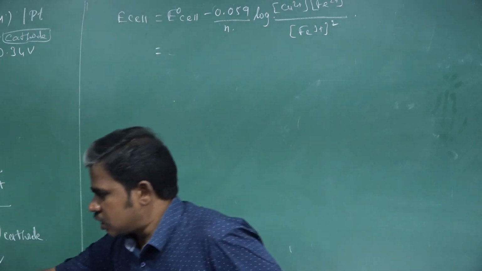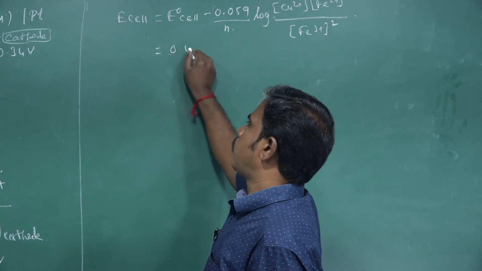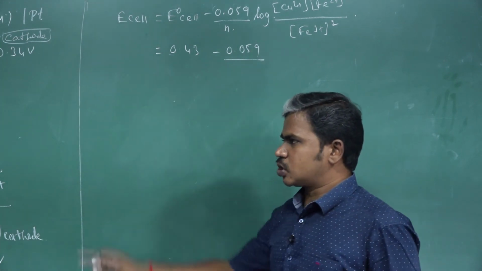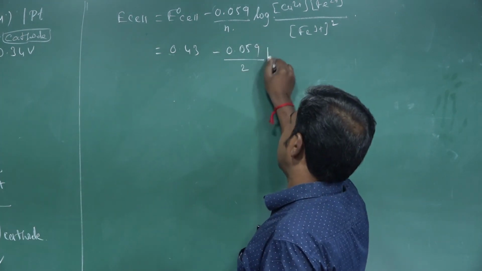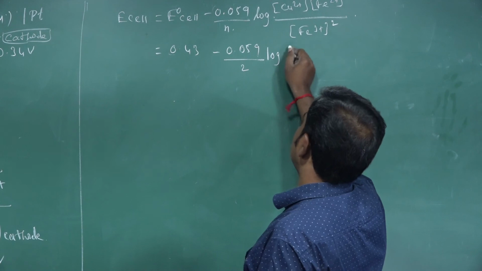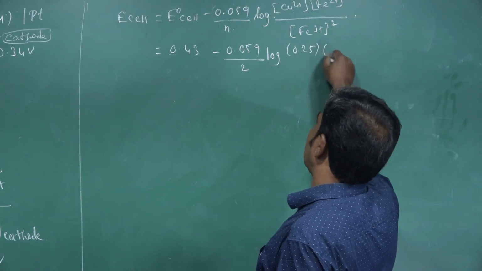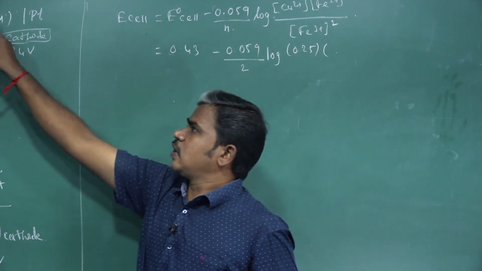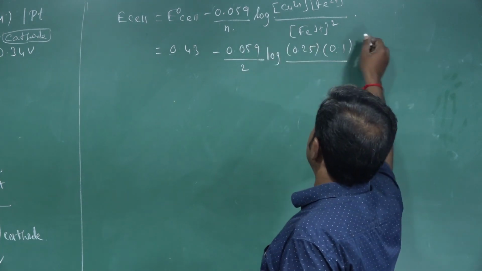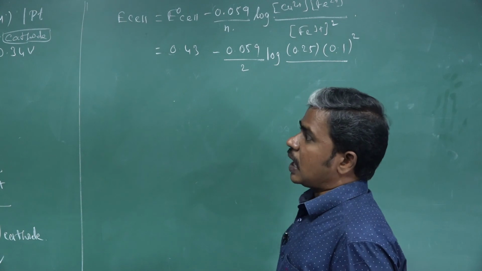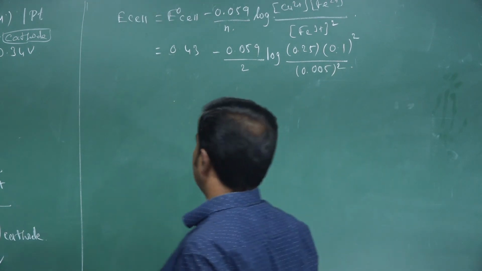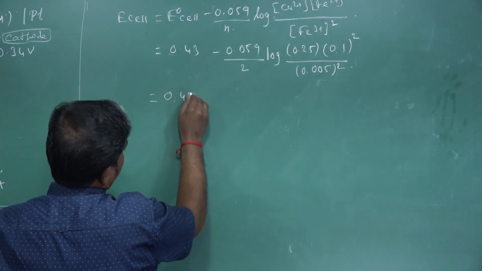The E naught cell value is 0.43. So here 0.43 minus 0.059 by n, where n is 2, the number of electrons transferred, log of Cu2 plus concentration, which is 0.25 molar, and Fe2 plus concentration is 0.1, so 0.1 whole square, divided by Fe3 plus, which is 0.005 whole square.